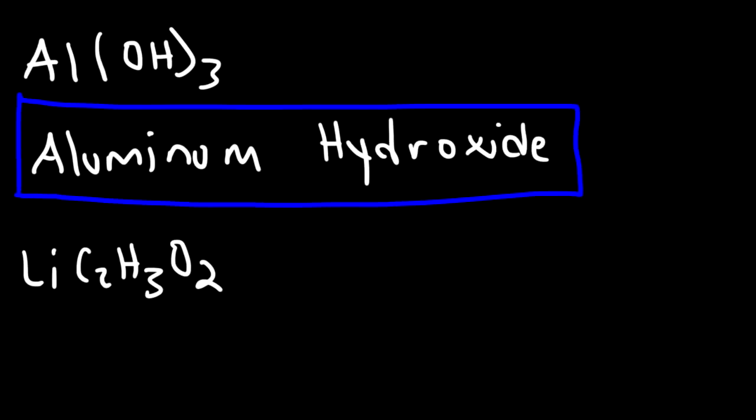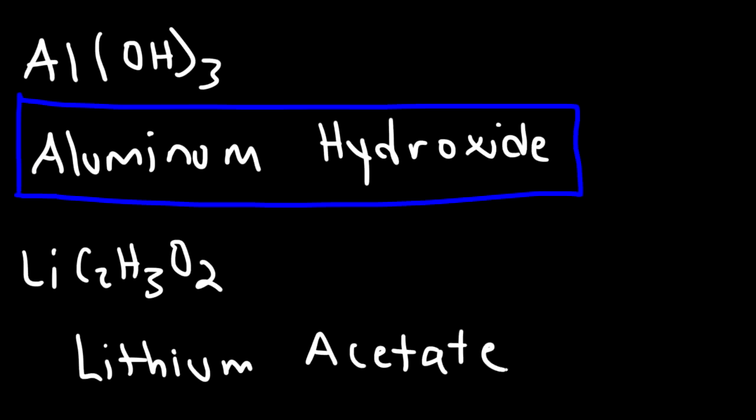Now for the next one, we know that Li represents lithium, and C2H3O2 is another polyatomic ion that you need to memorize, and that's called acetate. So this is lithium acetate.